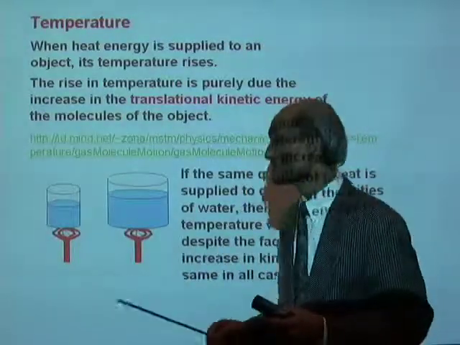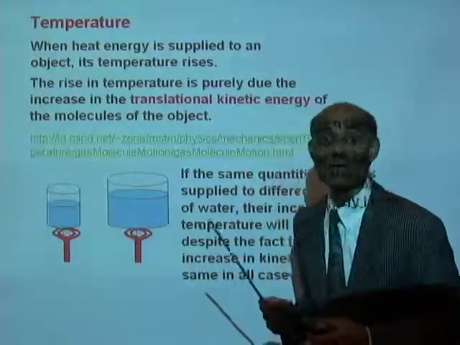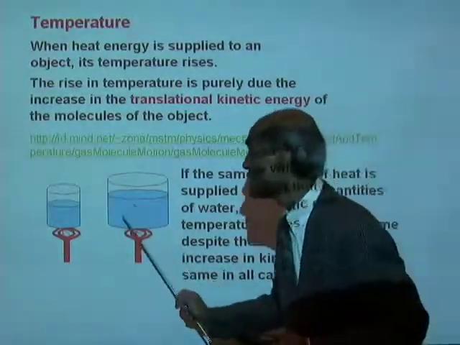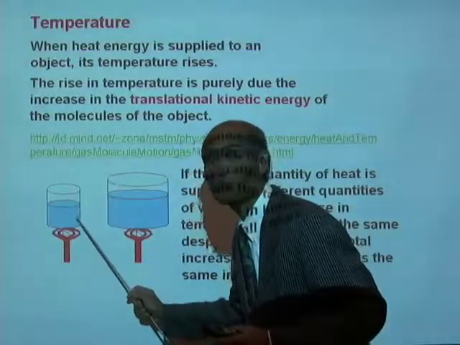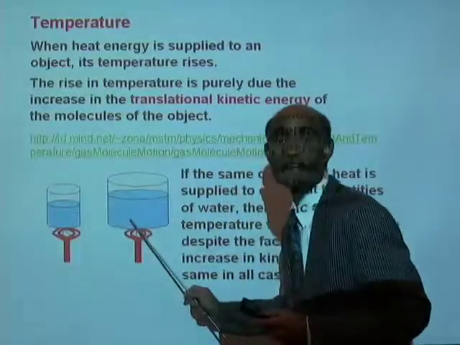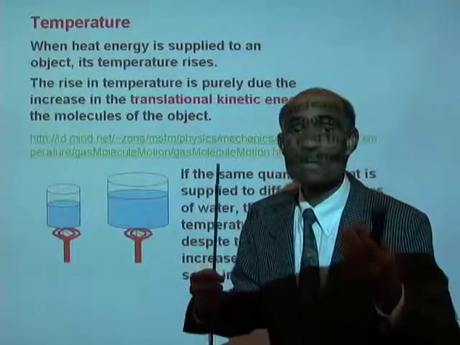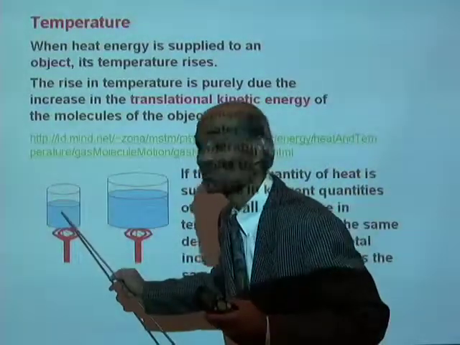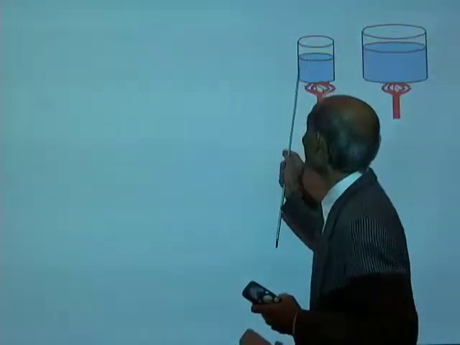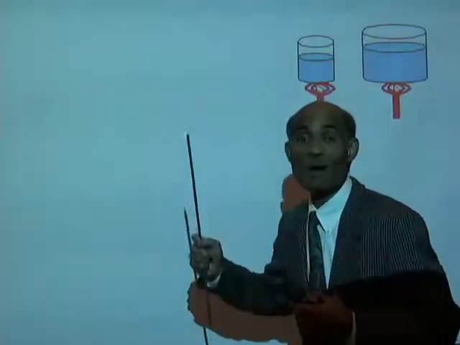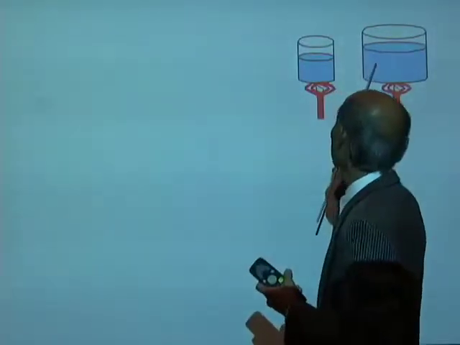Well, I know most of you will tell me that this will register a higher temperature. Why? What is the reason? The same amount of energy is shared among less number of molecules here than in the large container. That means the share of energy per molecule is much greater in the smaller beaker. Is that right?